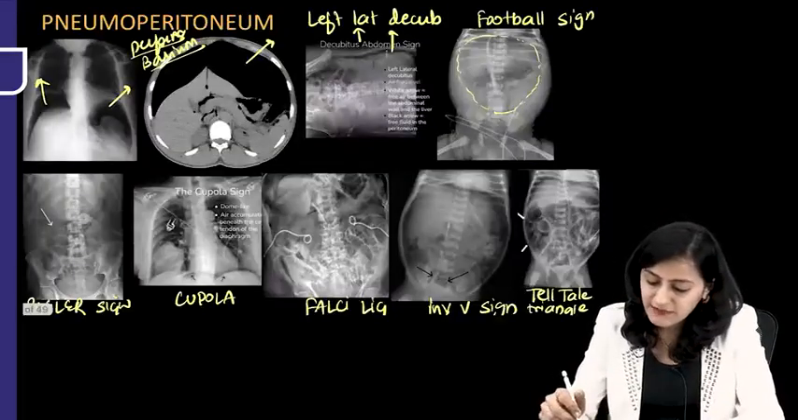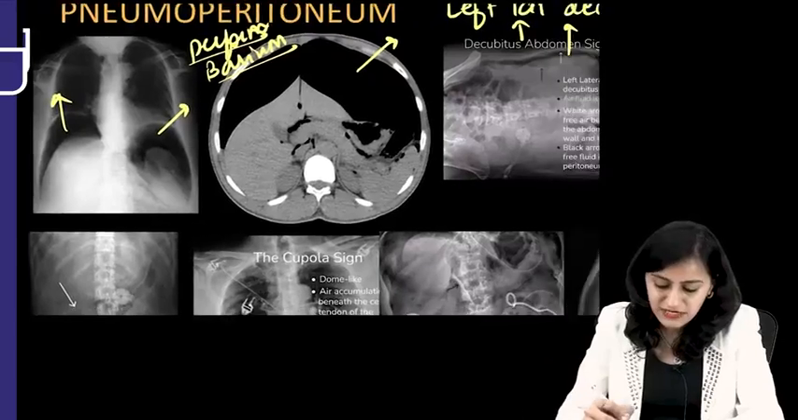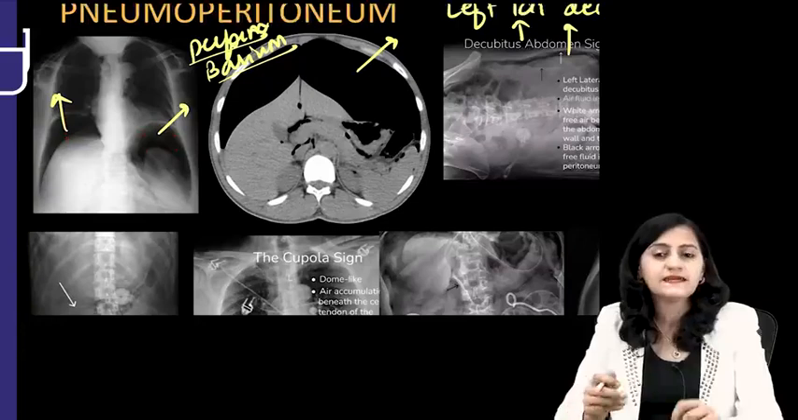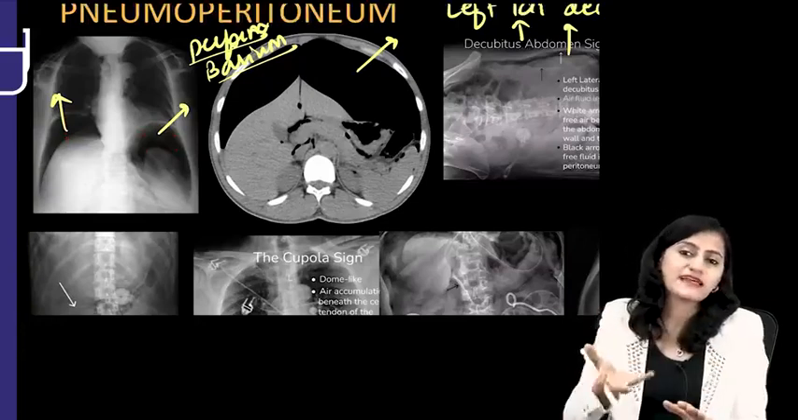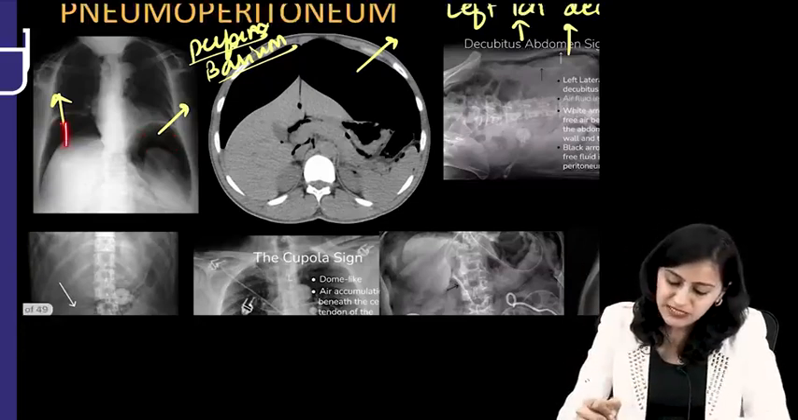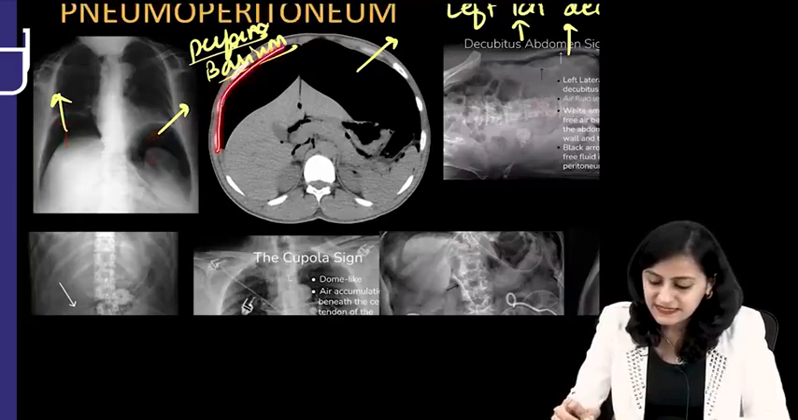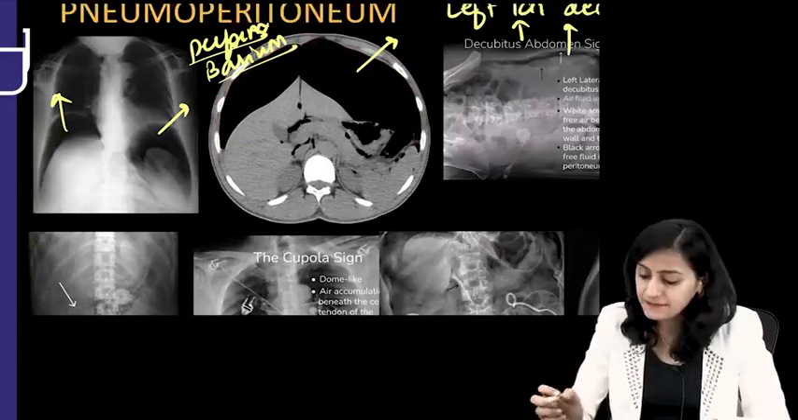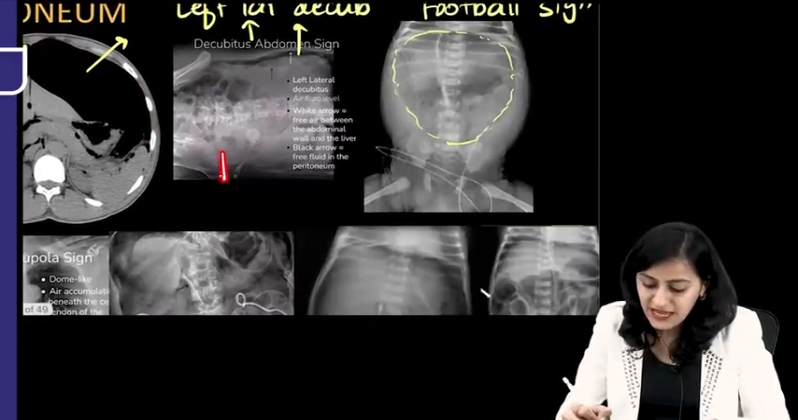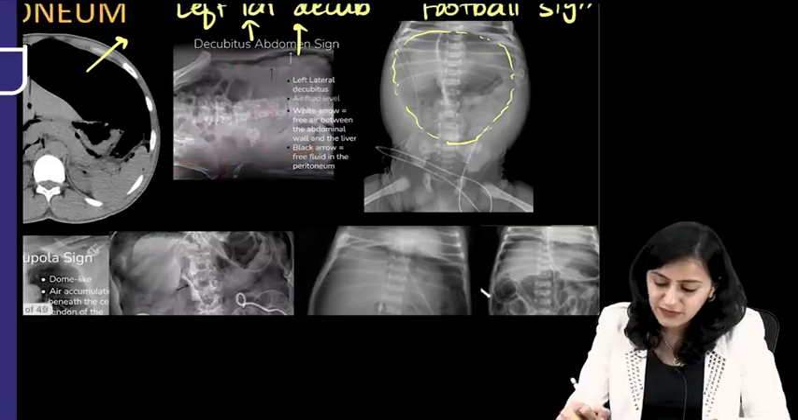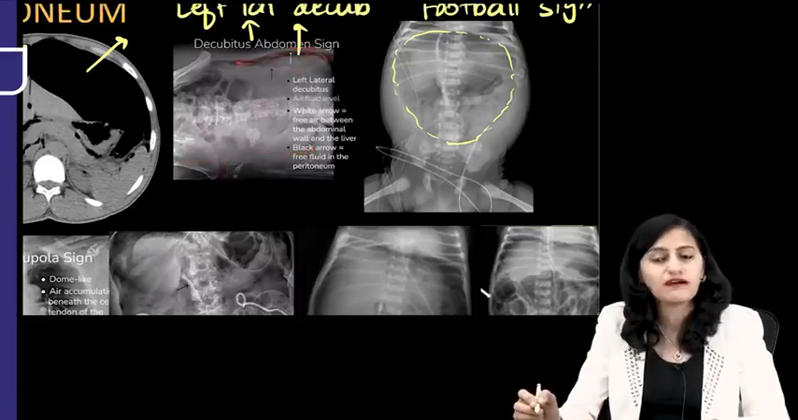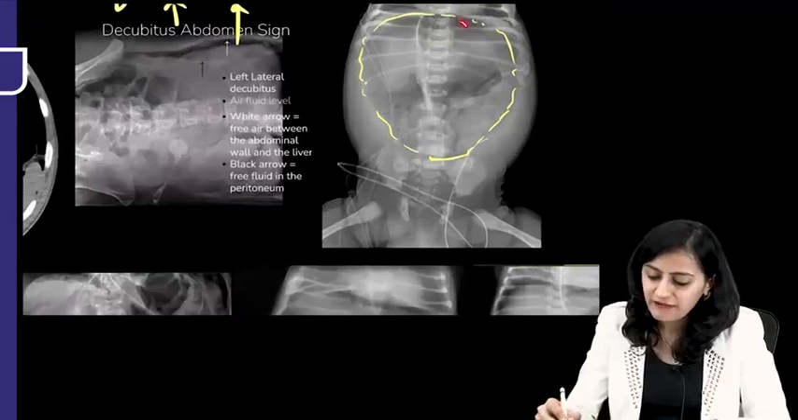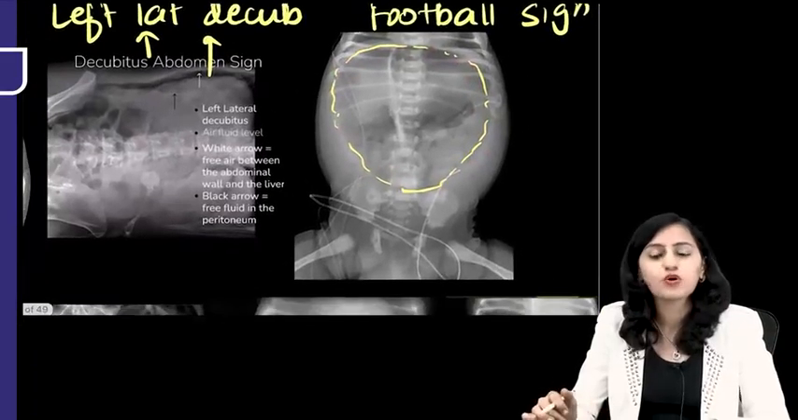Right. So now let's have a look at the images here. The first image that you see here, very, very important. This is the free air under diaphragm. So the intestine perforating and the air coming out. So you would see it below the diaphragm. In the CT scan, this is the free air which we are seeing. There are no bowel markings there. Right. This is the left lateral decubitus. The left side is down. You can see the black air which is going above the liver. So left lateral decubitus.